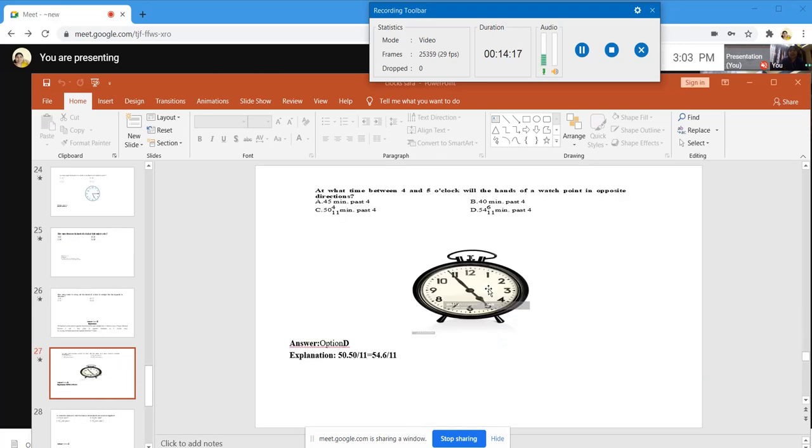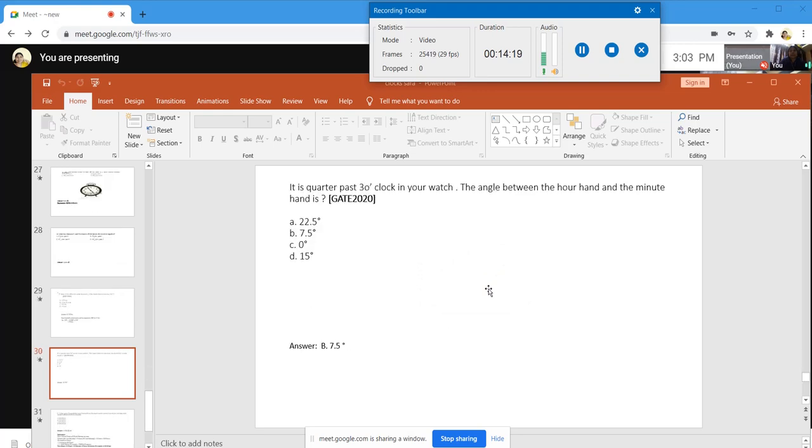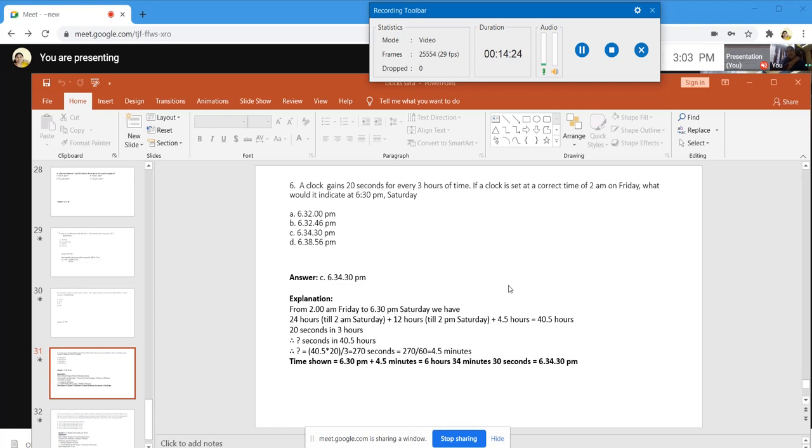And I think I'm going to have a revision on puzzles.